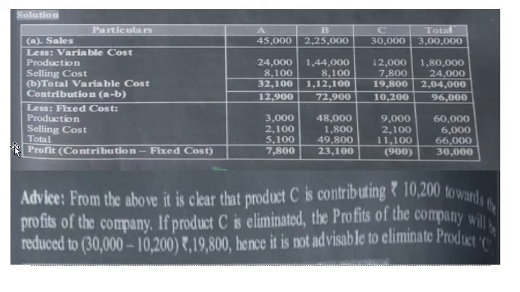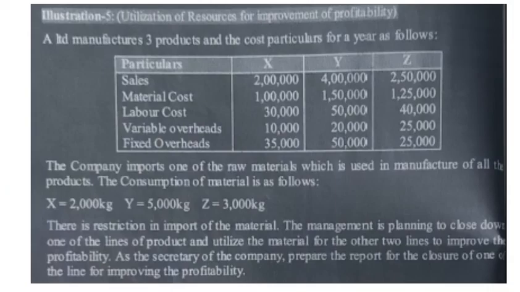So let us get into the next problem, illustration 5. Under this problem, utilization of resources for improvement of profitability. So how are you going to utilize the resources for improving your profitability? Let us get into the solution. A Limited manufactures 3 products, and the cost particulars for a year are as follows. Particulars X, Y, Z. Sales, material cost, labor cost, variable overheads, and fixed overheads for X, Y, and Z are given.